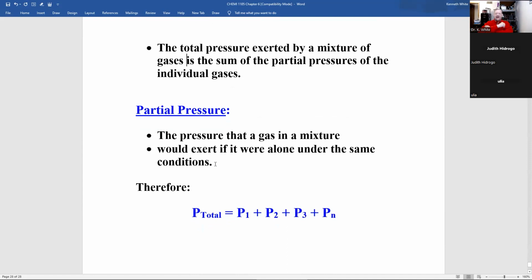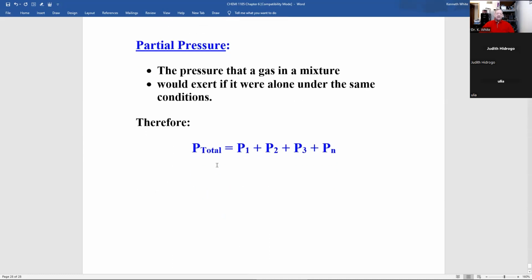So if you have a mixture of gases like what you're breathing now, each individual gas has what we call a partial pressure. And that's what the pressure would be if it were alone and not in the mixture. And Dalton's law is the total pressure, P total, is the sum of all individual partial pressures, P1, P2, P3. And the reason I have n, if it was 5, then you'd have a P4 and a P5. If n is 8, you have 1, 2, 3, 4, 5, 6, 7, 8 partial pressures.